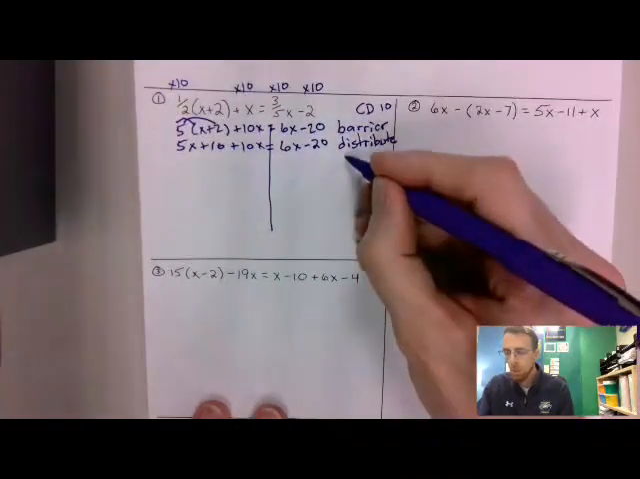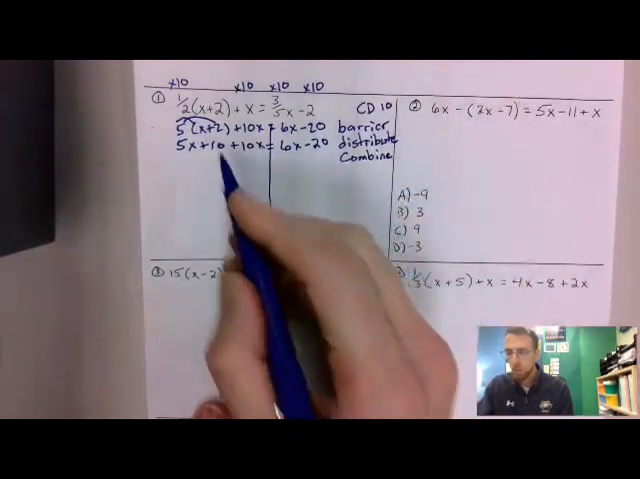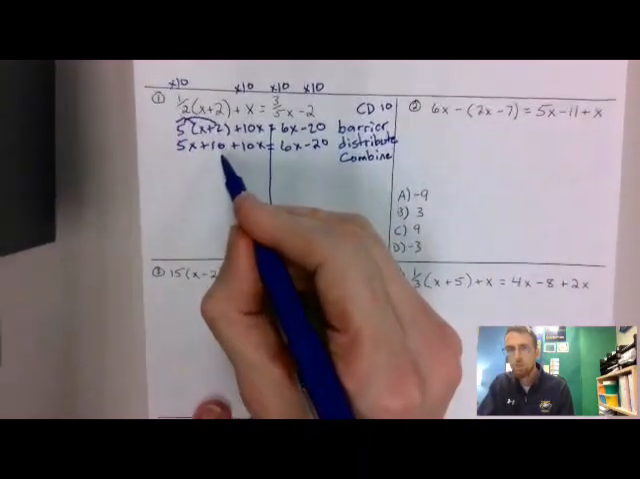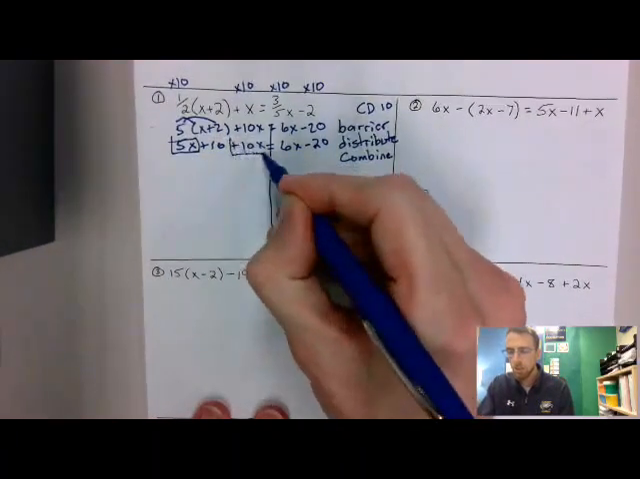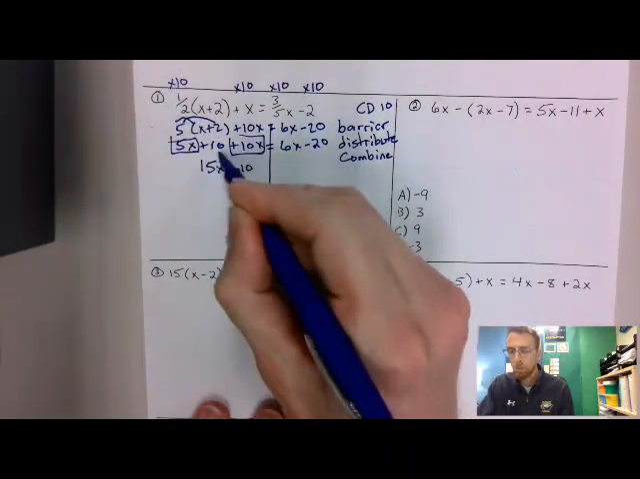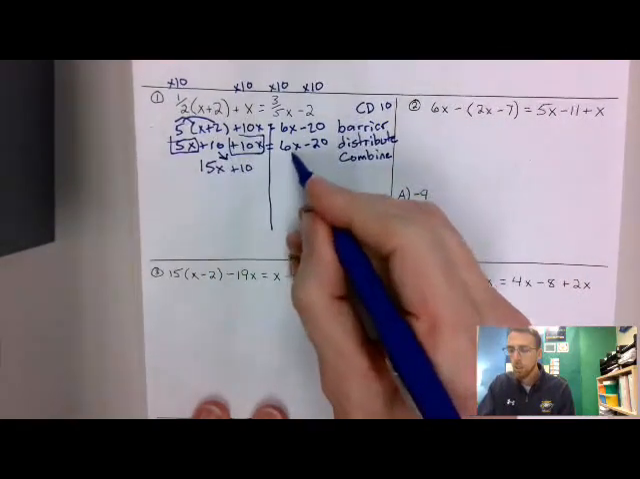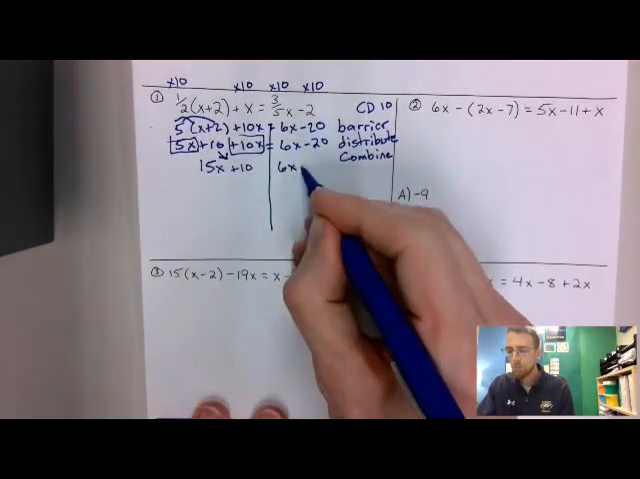Alright, step 3, combine like terms. So we're going to combine like terms. We look on the left side. We've got 5x plus 10 plus 10x. So we have 5x's plus 10x's equals 15x's plus 10. We just slow this down. On this side, there's no like terms. This is an x, this is not an x, so we just slide everything down.